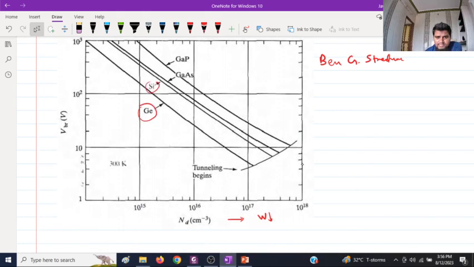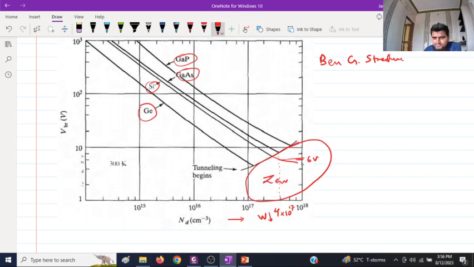Here, for 4 materials, germanium, silicon, gallium arsenide and gallium phosphide are shown. You can see that at concentrations around, let's say, 4 into 10 to the power 17, you can have a Zener breakdown of 6 volts. This region is generally the Zener breakdown.